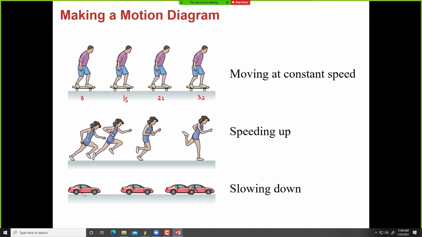Slowing down, you see this car. Initially, it covers this much distance in 1 second. In the next second, it covers less distance, and in the next second it covers even less distance. So the distance is decreasing. So this is slowing down.